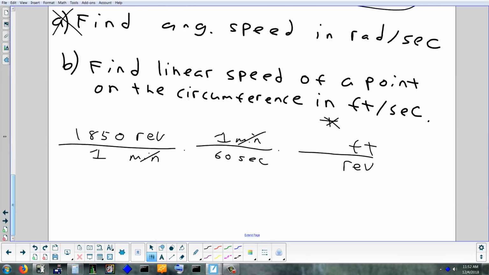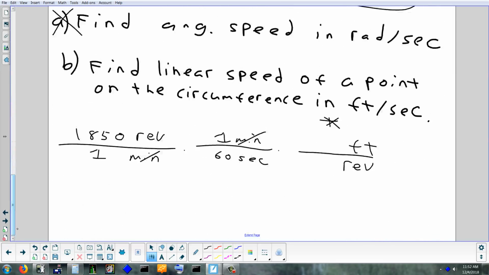Now, this conversion is going to be special. The reason it's special is because it changes in every problem. It's not like 60 seconds in a minute. That's always the same. 60 minutes in an hour. Never changes. 24 hours in a day. Never changes. How many feet in a revolution changes? Depends on how big of a revolution you're making. Is it a small one? Is it a big one?